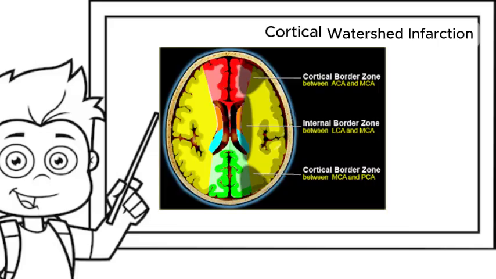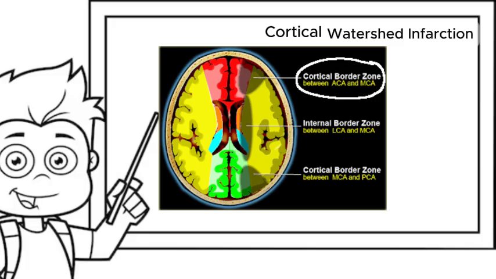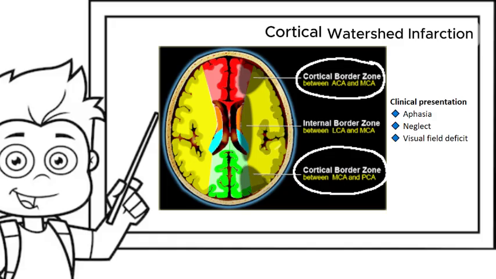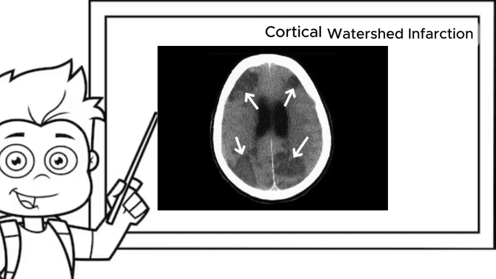The cortical watershed infarct occurs between anterior cerebral artery to middle cerebral artery or middle cerebral artery to posterior cerebral artery territories, especially in the frontal parietal cortex. It may present with higher cortical dysfunction, such as aphasia if it occurs in the dominant hemisphere, or neglect if it occurs in the non dominant hemisphere, or visual field deficits. Generally, whenever you do an imaging, you will see something we call a wedge shaped infarct at the cortical surface.